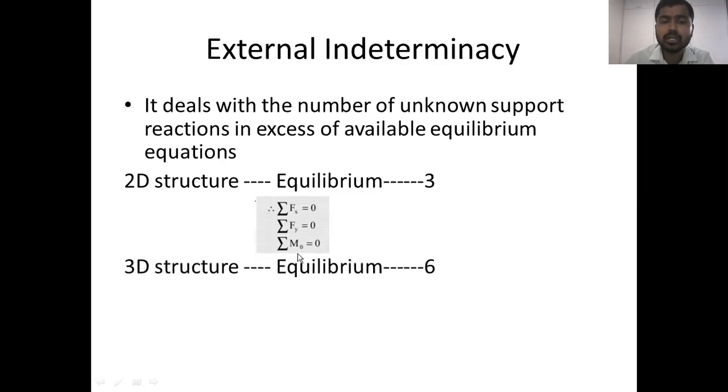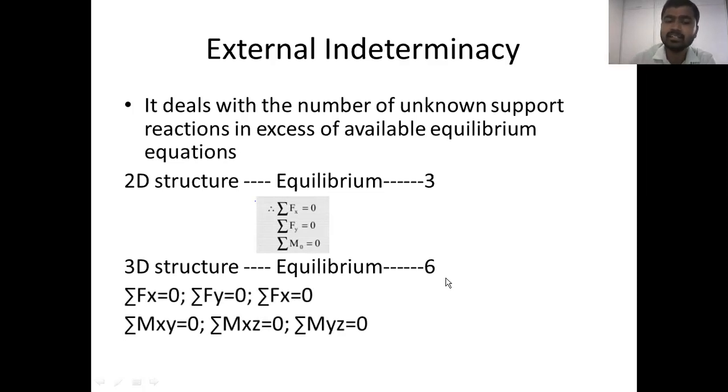But if you talk about a 3D structure, the number of equilibrium equations is 6. Why do we get 6 equilibrium equations? Because we have an extra axis. What is that extra axis? That extra axis is the z axis. Already we have the x axis, already we have the y axis, but the extra axis is the z axis.